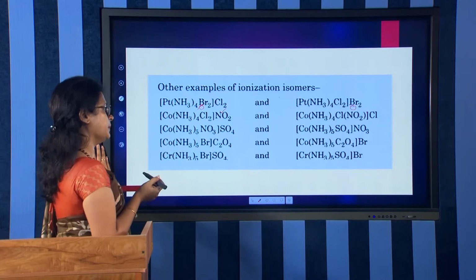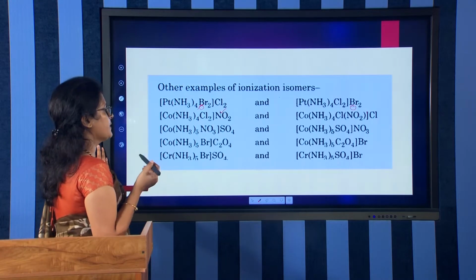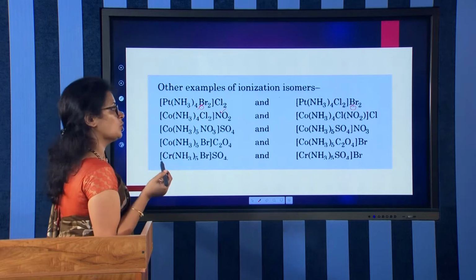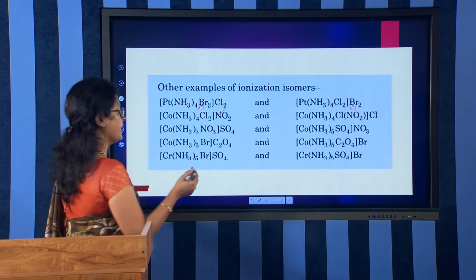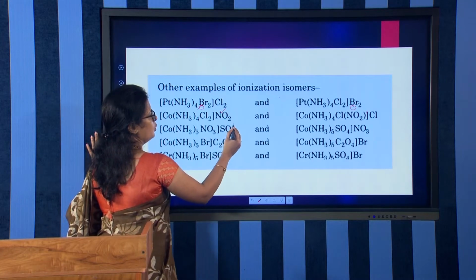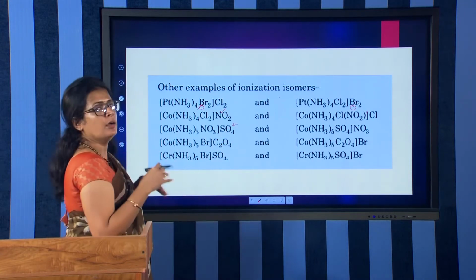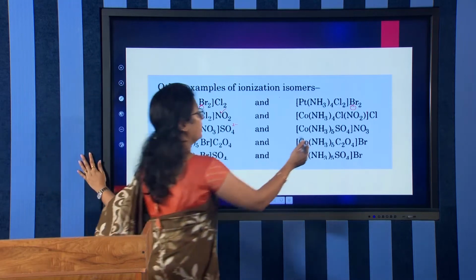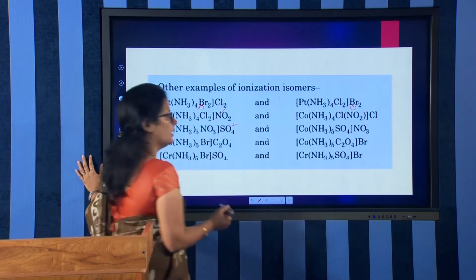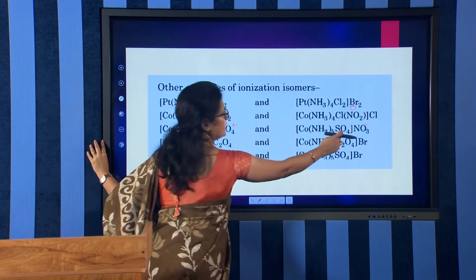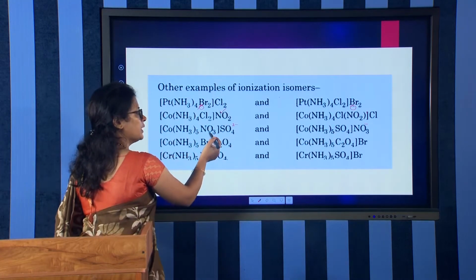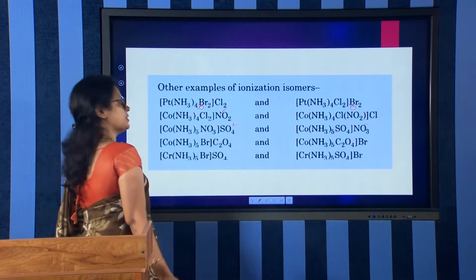And the third example, [Co(NH3)5NO3]SO4 and [Co(NH3)5SO4]NO3. The difference is that here sulfate SO4 2 minus ions are furnished or liberated, and here NO3 minus ions are liberated. This SO4 is inside the coordination sphere in the second, and this NO3 is outside the coordination sphere.